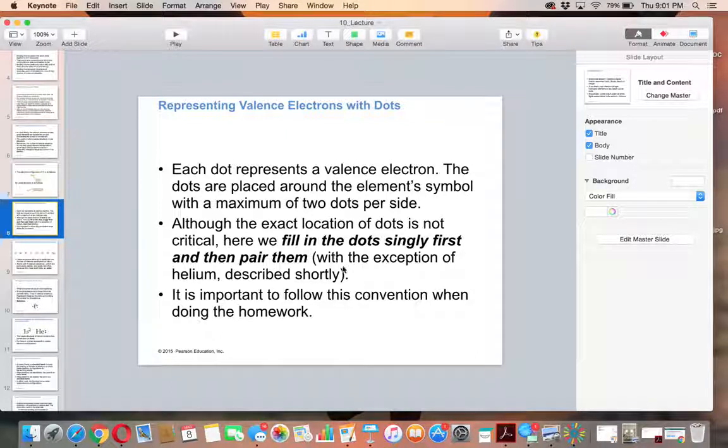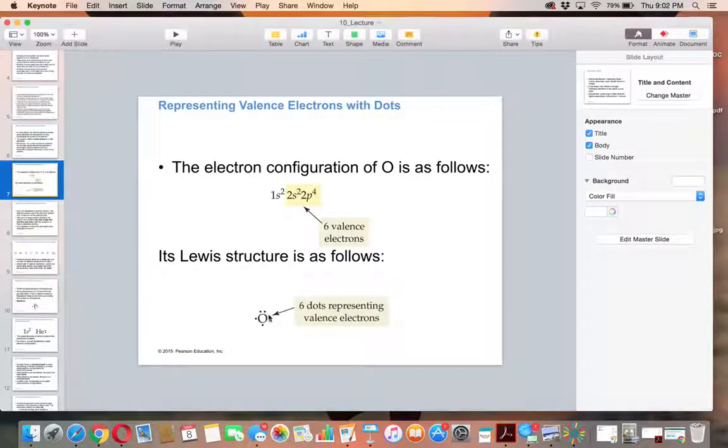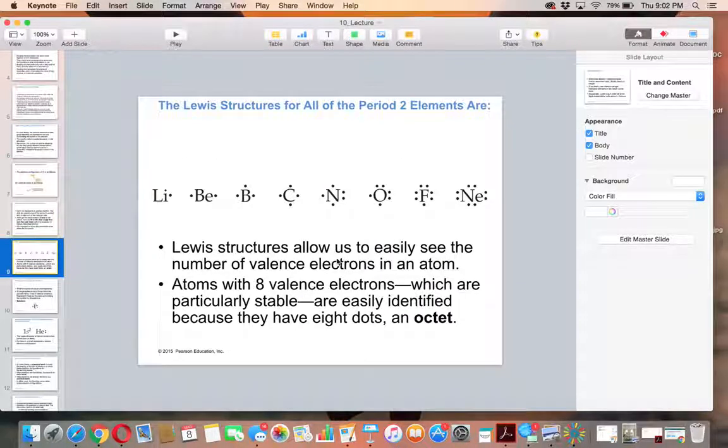The only exception is helium, and that's because in helium, they're paired. The whole orbital is paired. It's only the one s2. So it's important to follow this convention. If you don't do the individual dots first, 1, 2, 3, 4, 5, 6, you can't see where the bonds are going to be.